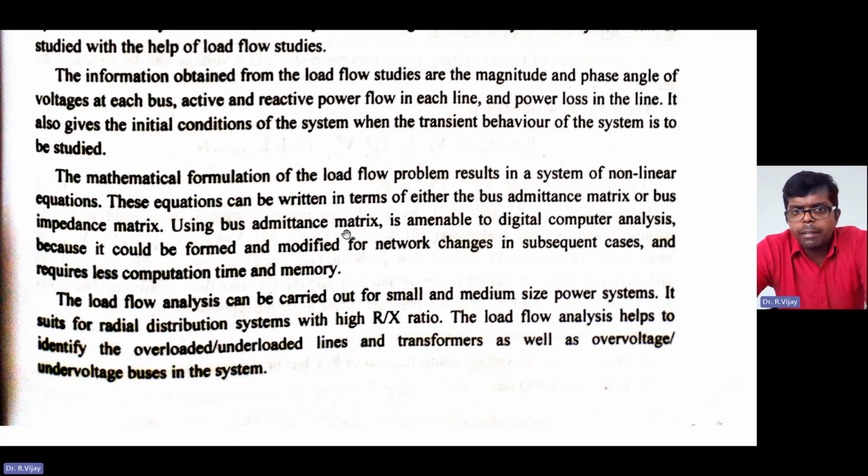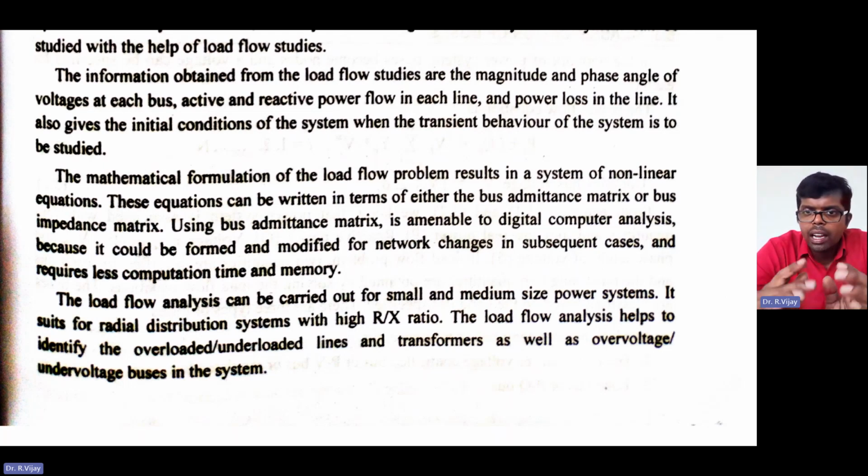Using this bus admittance matrix is amenable to digital computer analysis, because say, for example, some 4 bus system you can do with your pen and paper. But that too with real power system values, I think it is more complex. With more than 4 buses, definitely you can't do it with pen and paper. Definitely you have to go for computer analysis, pre-programmed analysis.